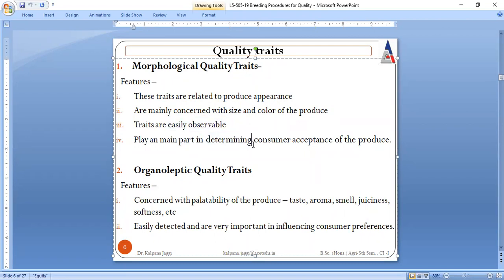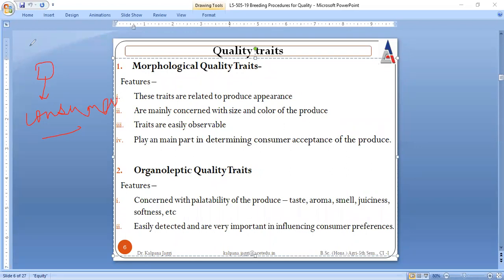Since the size and color of the produce can be easily observed, it is playing an important part in determining consumer acceptance of the produce, because the consumer will directly see the produce. Since we are talking about the morphological feature, this can be directly observed by the consumer, and when this is directly observed by the consumer, this morphological feature plays a very important role in whether the consumer will accept this product or not. And whether the consumer accepts or rejects this product is concerned with the size and color of the produce.